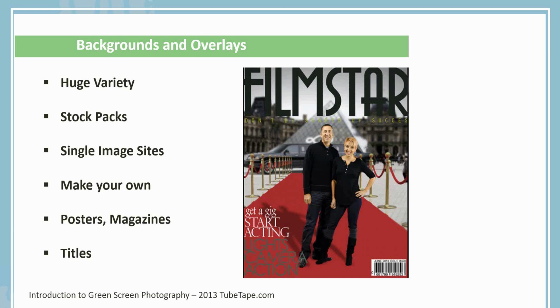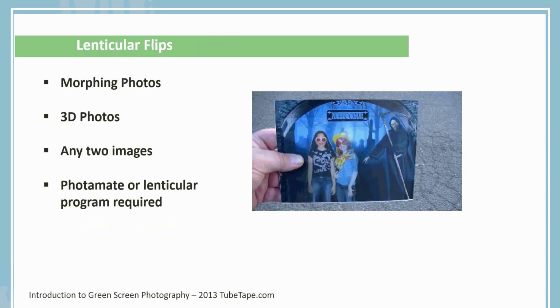You can also do posters and magazines, like you see on this one. This is a fun little poster we did called Film Star. You can create those and purchase those from our site and other places. And then titles too. Titles you can do within the program, and you can make really fancy titles in other programs and then use them as overlays on top of your composite.